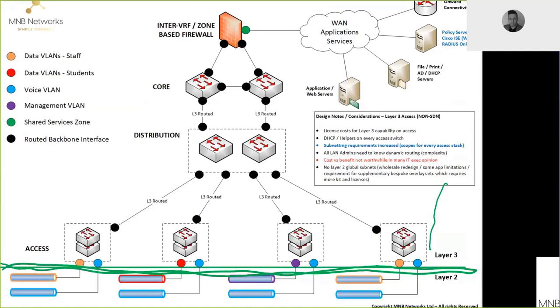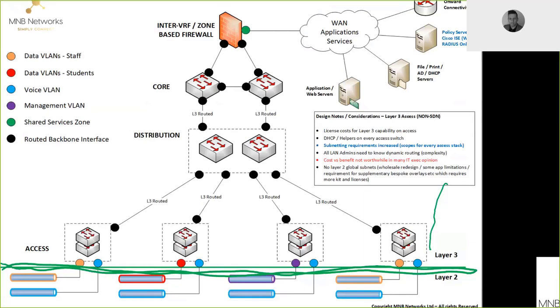I've got it listed in the top left-hand corner of the key as data VLANs, but the one on the left-hand side access switch might be VLAN 10 and subnet 10.1.10.0/24, while the one on the orange might be VLAN 20 and subnet 10.1.20.0/24. So they're completely separate subnets, and in order for those to communicate with each other, even though they're both user subnets, they would route up via the distribution switch. That differs from the previous model, where you would have a broadcast domain via the distribution switch in the legacy design without layer 3 routed access.